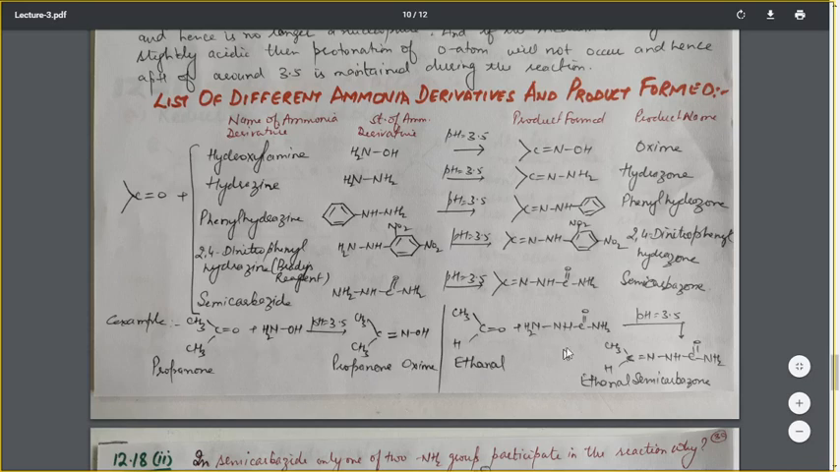Here, the ethanal molecule is combining with semicarbazide. O is combining with H2 and lost as an H2O molecule. This product is formed, ethanal semicarbazone. The reaction is again taking place in a weakly acidic medium. We have discussed it.